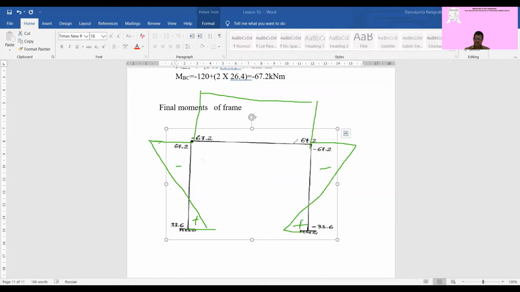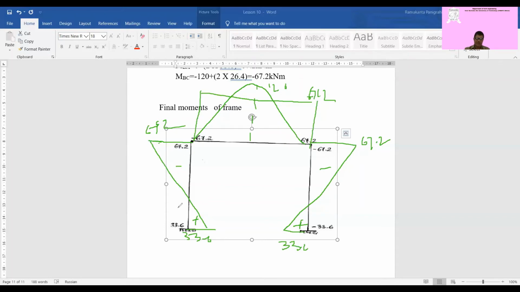Here this has a UDL, so we can put the UDL here. Whatever the ordinate is coming, put it here. So at the center the value will come, 120 or something like that. So now we can write the ordinates. It is 67.2, 67.2, 33.6, 33.6. So this will give the bending moment diagram. You can draw it easily like you have drawn the previous problem.